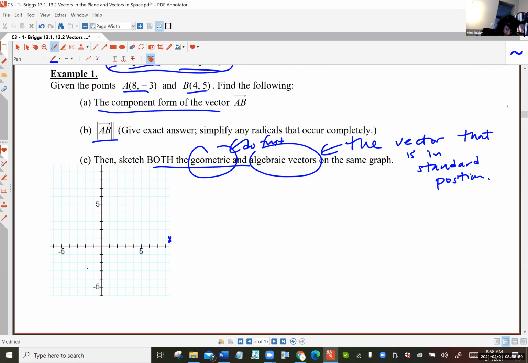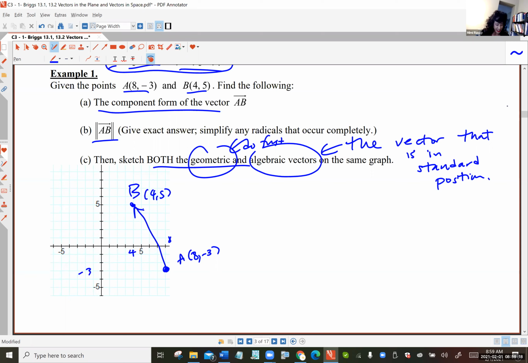Find the point 8, -3. Okay, there it is. There's the point A with coordinates 8, -3. Find the point B. Okay. There's 4, there's 5. So the point 4, 5 is up there. That's the point B. And then just draw an arrow connecting the dots. Well, that's not a very good straight line, but I think you get the idea. That's called the geometric vector.